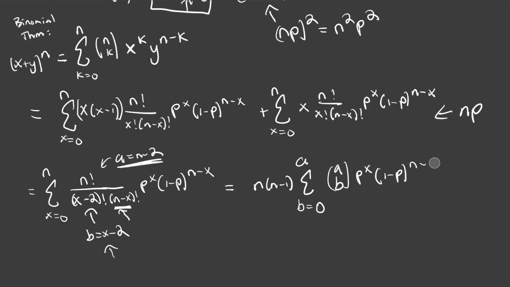Now x was equal to b plus 2, so let's plug that in here. We have n equal to a plus 2, so let's plug that in here. We have a plus 2 minus b plus 2. These are going to cancel, and we're just going to be left with a minus b up here. Now x was equal to b plus 2 as well, so let's plug in b plus 2 right here, and then we want it to look like it is up here. So let's take out p squared from here and move it to the front.